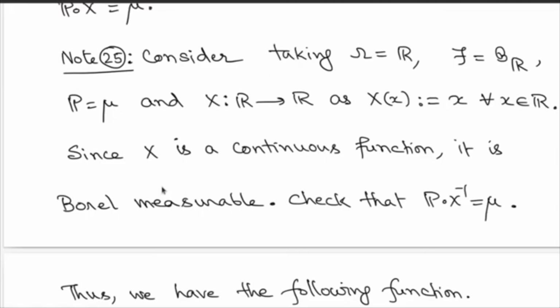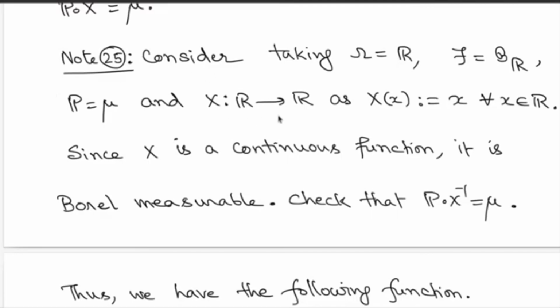So what do you do? Remember, you are given the range side probability space. Range side, you have the real line, Borel sigma field and the specified probability measure mu. You take the exact same things on the domain side. You put omega to be the real line, take the sigma field script f to be the Borel sigma field on R, and take the probability measure as the probability measure mu. Alright, great. So you now have the same probability space on the domain side.